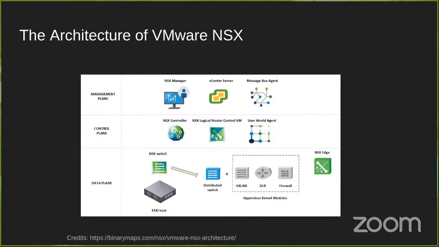In the control plane, we have the NSX controller, which in previous implementations needed a standalone device. But in today's implementation, NSX Manager is able to work both as a management device and also be in charge of the controller cluster. Under the data plane, we have the distributed devices. This is where we have the distributed switch, and then the hypervisor kernel modules, which are VXLAN, DLR, and firewall. I'll explain this in the next slide. Finally, we have the NSX Edge.